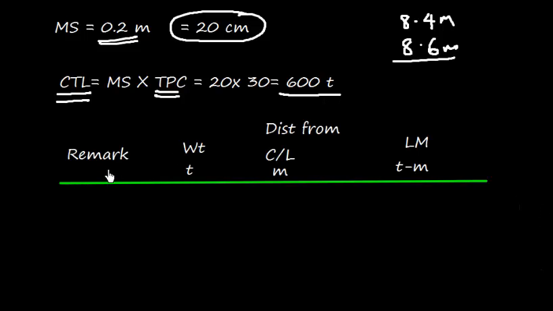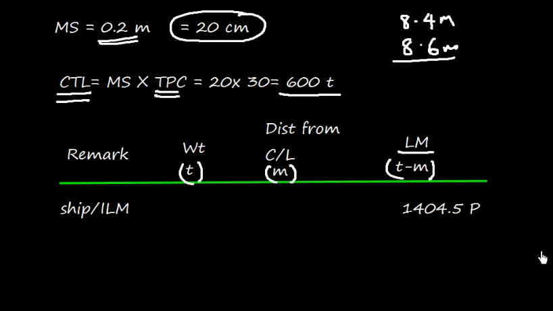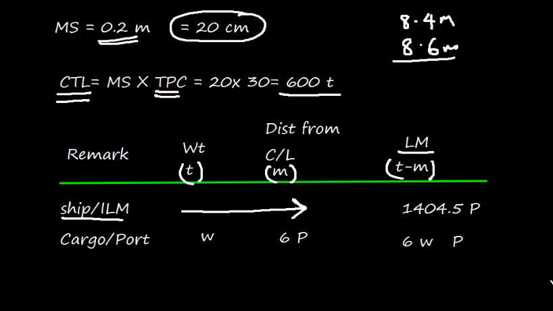Now let's have this table where this is remark, weight is in ton, distance from center line let's have in meter, and the list moment in ton meter. So initially the ship is having initial list moment; weight and distance from center line, no need to put. Directly I can put the list moment which I had calculated as 1404.5. Now suppose W ton was the cargo and I loaded this cargo on the port side, and the distance of this from center line is 6 meter.